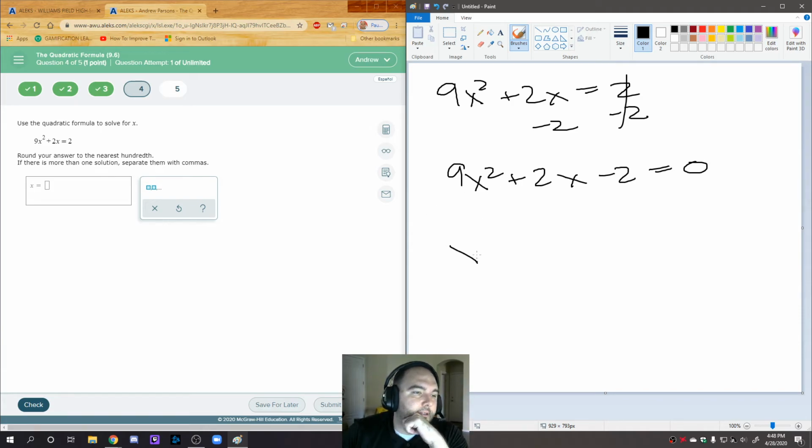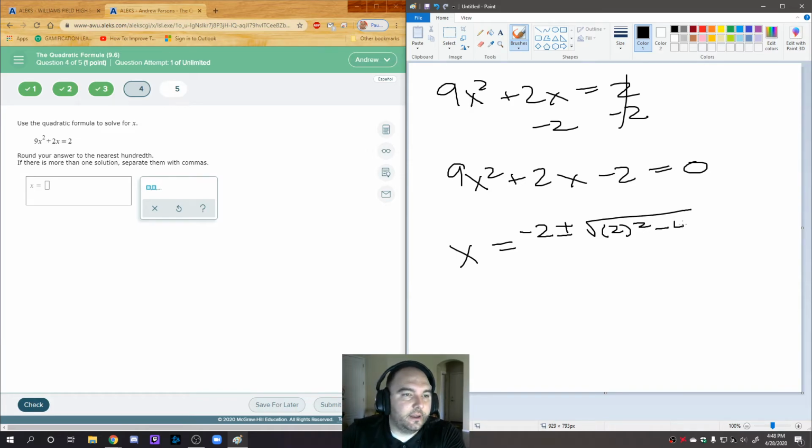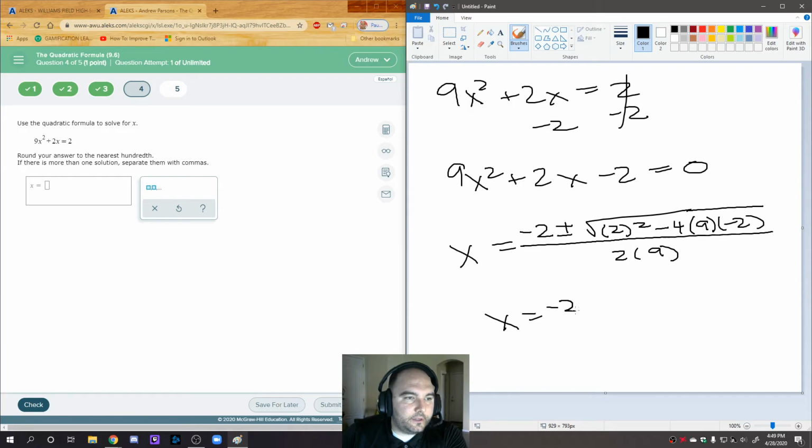And then I got x equals the opposite of b, so in this case, negative 2, plus or minus the square root of b squared, 2 squared. I put it in parentheses even though it wasn't negative, but that's okay. Minus 4 times 9 times negative 2. Don't forget the signs. My c is negative, so I got to make it negative. 2 times 9. And I get negative 2 plus or minus. Oh, I guess I didn't need to do this on paper. Okay, fine. I've already committed. Let's do it. 4, and then this will be plus 72, and this will be over 18.